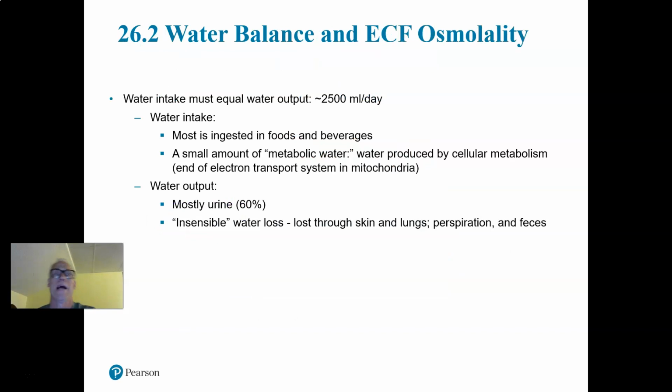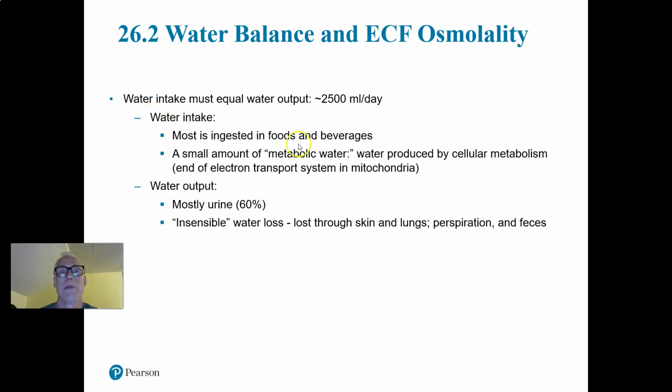So, water balance. The amount of water coming in must always equal the amount of water going out, because our bodies stay constant in terms of water volume and solute concentrations within limits. Obviously, we saw in the very first slide, as you age, the total amount of water in your body tends to go down. But anyway, for the most part, we keep those things very, very constant.